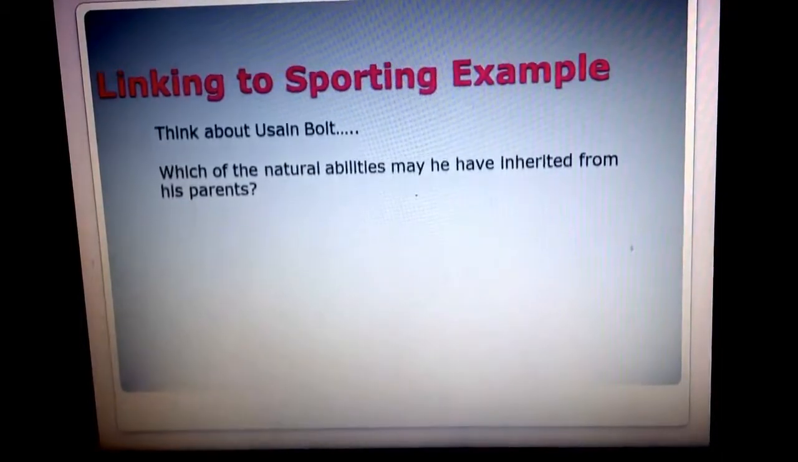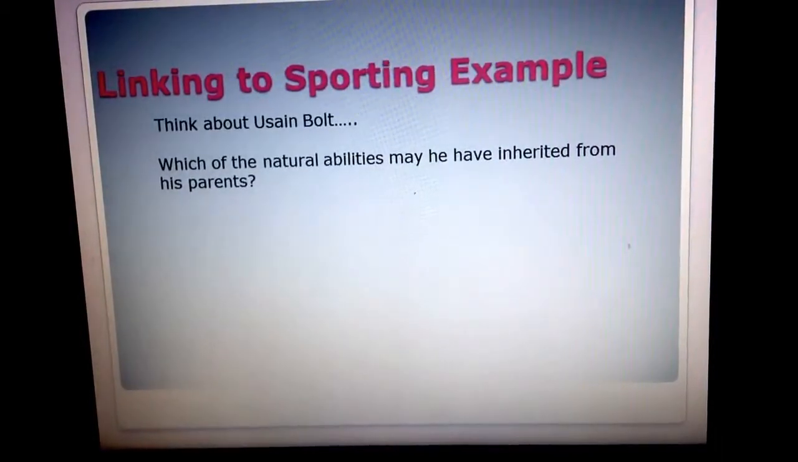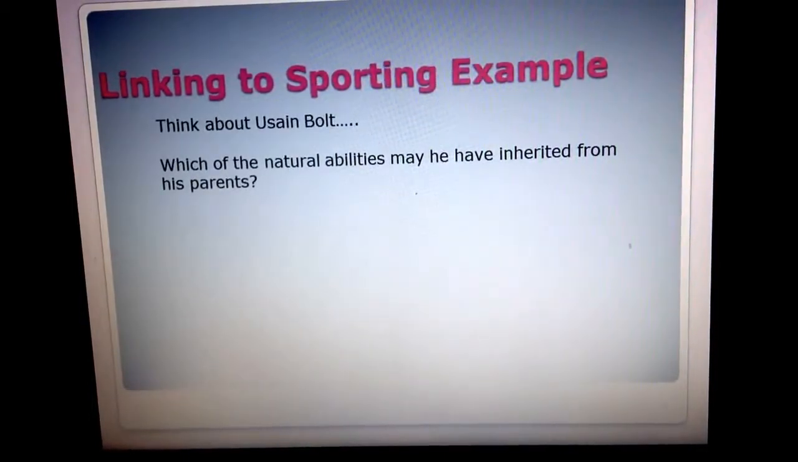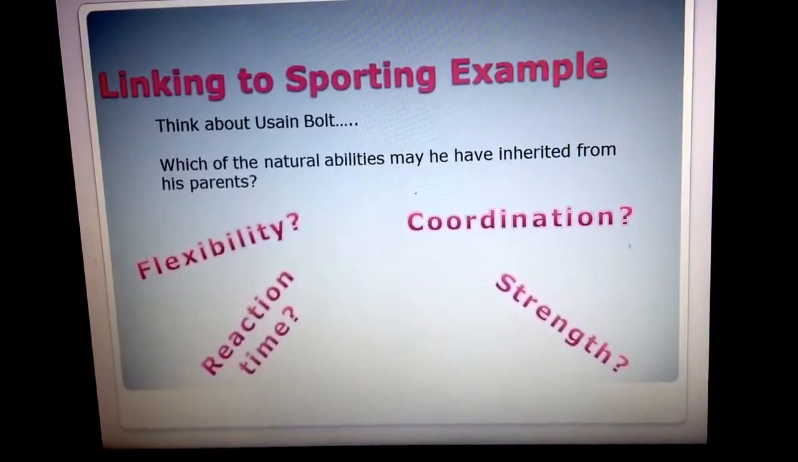So we'll link it to a sporting example. Think about Usain Bolt. So we know that he could have naturally gained abilities through inheritance of his parents' genes. Which ones do you potentially think that he could have inherited from his parents that makes him successful at sprinting? Could it be his flexibility in his hips, coordination, giving him good balance as he's running, reaction time at the gun, strength in his legs?